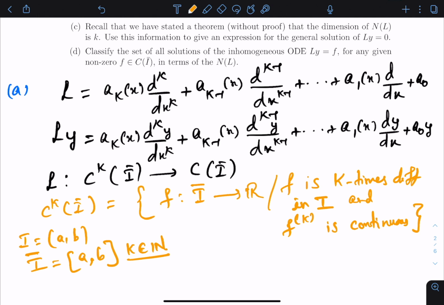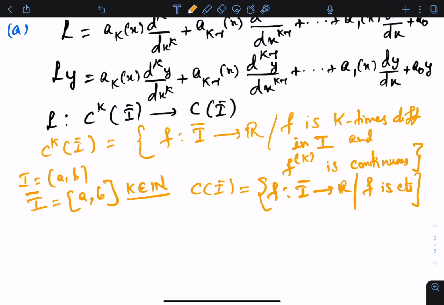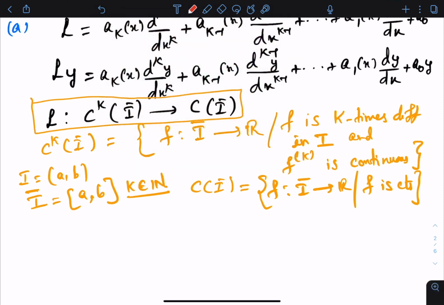The situation when k is 0, that is C^0 of I bar, is precisely the set of all maps f from I bar to R such that f is continuous. This is C of I bar. So this question A is asking that this map L is a linear map from C^k to C of I bar.